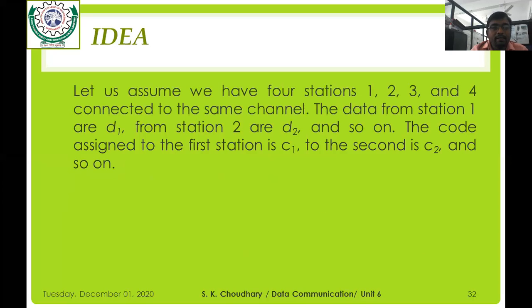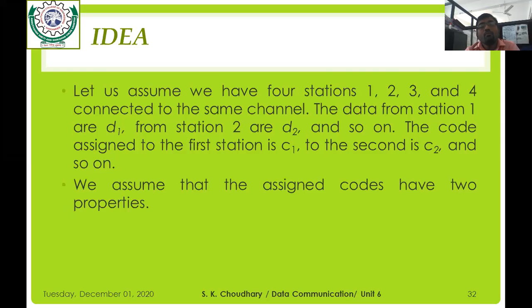The idea behind CDMA is this: let us assume we have 4 stations named 1, 2, 3, 4 connected to the same channel. The data from station 1 is D1, the data from station 2 is D2, and so on for all 4 stations. The code assigned to the first station is C1, to the second one C2, and so on. We assume that the assigned codes have 2 properties.